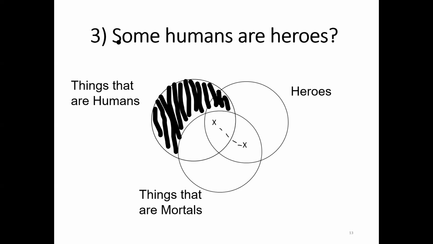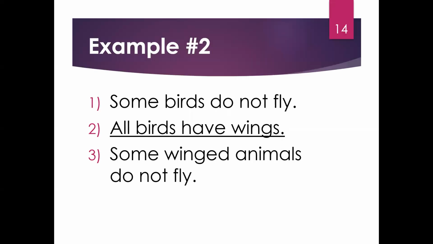And that means that the argument can't be valid. It's invalid because we have true premises, but we don't know whether or not the conclusion is true. It seems like it could be false. And so if we have true premises and a conclusion that could be false, by definition, that is an invalid argument. All right, let's look at a different example here.